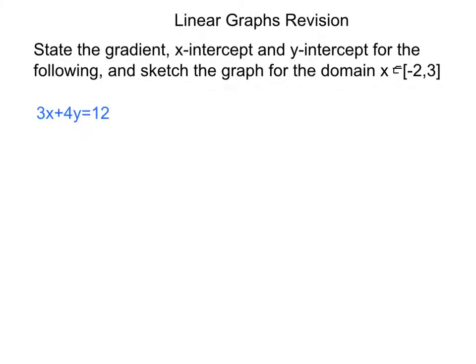Gradient, x-intercept and y-intercept for the following. So I'll start off by finding the intercepts. For the x-intercept, we make y equal to 0. So from the equation, 3x plus 4y equals 12, now y is equal to 0, so I can just cancel that down because 4 times 0 will just be 0, which leaves us with 3x equals 12. Then divide both sides by 3, which gives us one lot of x will be equal to 4.